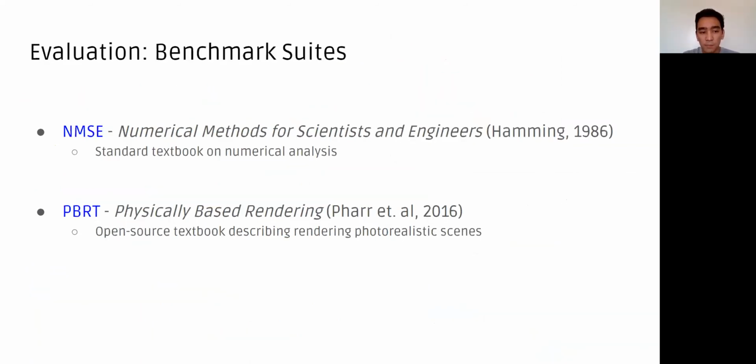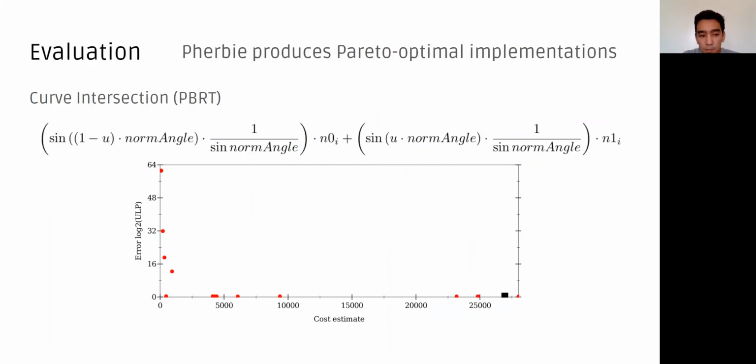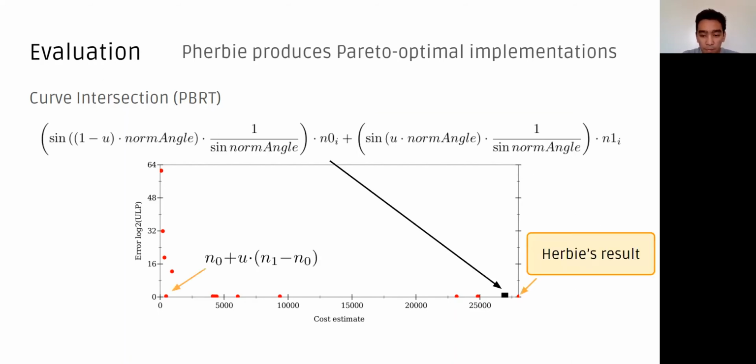For the evaluation, we use 2 main benchmark suites: numerical methods for scientists and engineers, which is a standard textbook on numerical analysis with naive examples, and physically based rendering, which is an open source textbook that describes how to render photorealistic scenes. So let's go over 3 examples. The black square in the bottom right that's cut off, that is the error and cost of the input expression above. And all the red dots are the error and cost of the output expressions from Furby. And the key is Herbie will produce the one on the bottom right because all it cares about is accuracy, but it misses all these other interesting implementations, especially this one on the left that only uses arithmetic operators and is still fairly accurate.